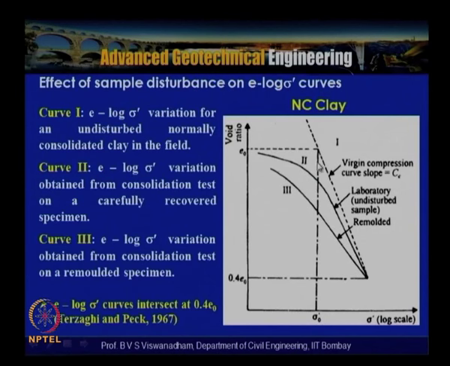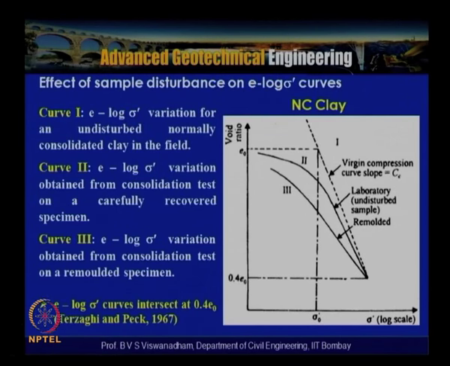So we have 1, 2, 3: the field compression line; curve 2, the laboratory undisturbed sample obtained from the consolidation test on a carefully recovered specimen; and curve 3, obtained from the consolidation test on a remolded specimen. At a certain stress, they all meet at a point, which is 0.4 e naught, where e naught is the initial void ratio at sigma naught dash, the current overburden pressure. The distinct difference between the field compression curve and the laboratory undisturbed sample is because of the degree of disturbance entering into the testing.